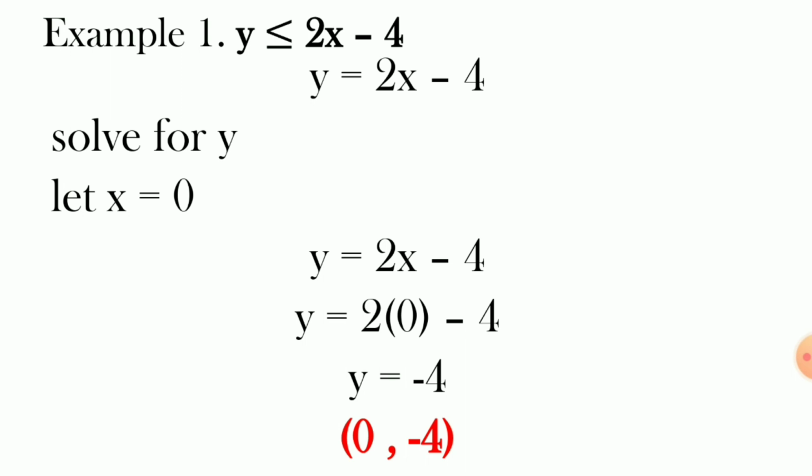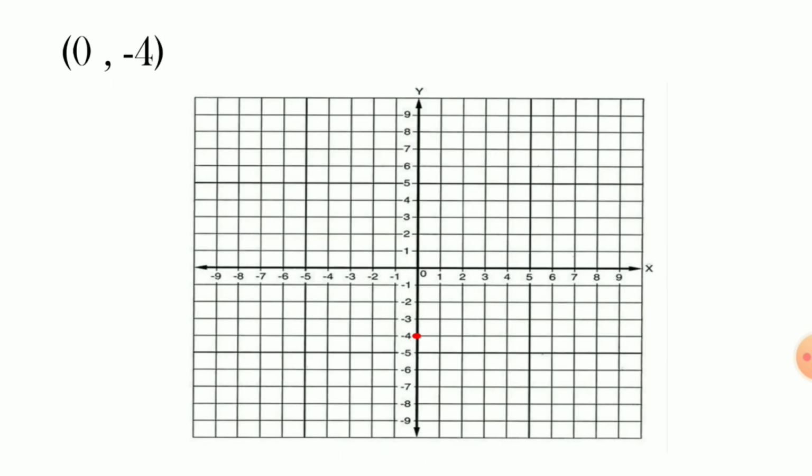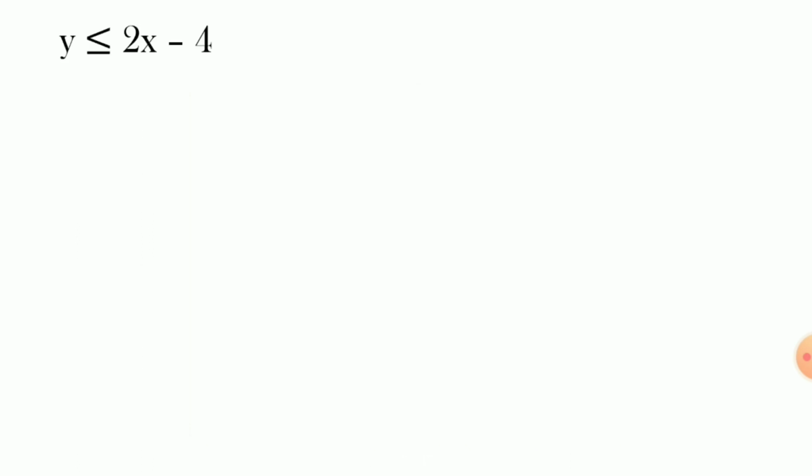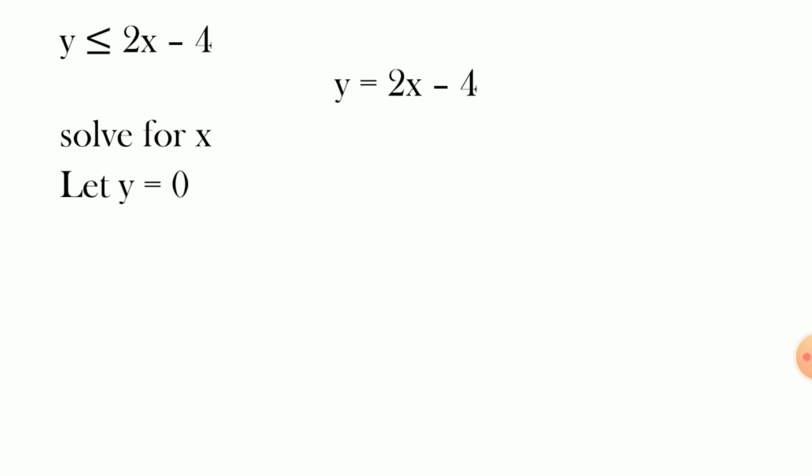Then, locate the point of the ordered pair on the Cartesian plane. So as you can see on our Cartesian plane, the point of the ordered pair 0 and negative 4 lies on the y-axis. Next is to solve for x. So in solving for x, we also need to set a value for y. Let y be equal to 0.